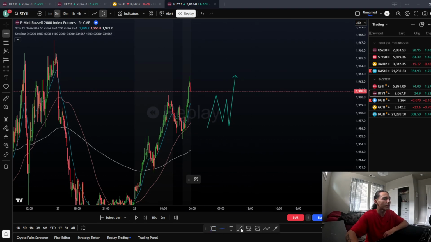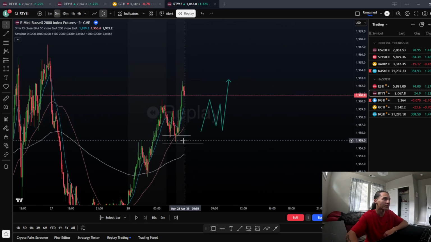So these wicks right here swept liquidity from this previous low. We didn't even close below the low. Well, we did break the low, but we didn't close below the wicks. We just wicked down and rejected, especially the 50 SMA, key indication of support, and then made another breakout structure.